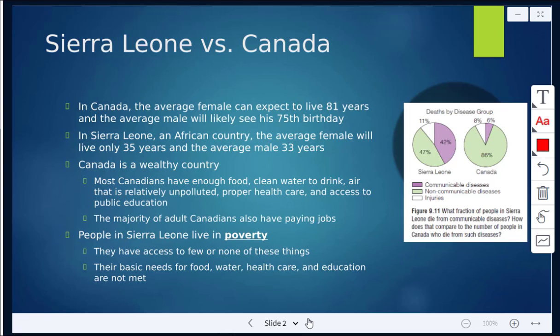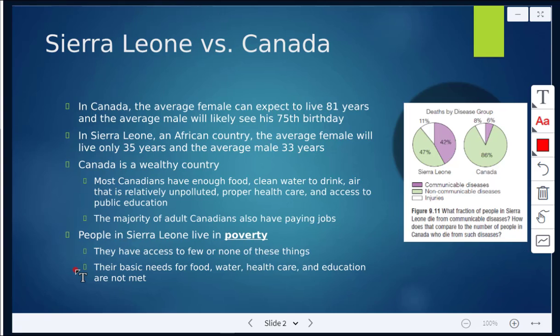All right, the reason being, Canada is a wealthy country, so most Canadians have enough food, they have clean water to drink, the air is relatively unpolluted, there's proper health care, there's access to public education, and the majority of adult Canadians also have paying jobs. People in Sierra Leone live in poverty, meaning they have access to few or none of these things that we just talked about. Their basic needs for food, water, healthcare, and education are not met.